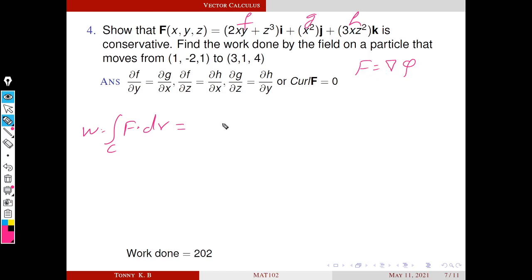Okay, then the fundamental theorem says that the result is true for the 3D case. That means this is equal to the integral over C of del phi dot dr, and that is equal to phi of the end point, the terminal point, (x1, y1, z1), minus phi of the initial point, the starting point, (x0, y0, z0). So this result is true for the 3D case, similar to the 2D case.